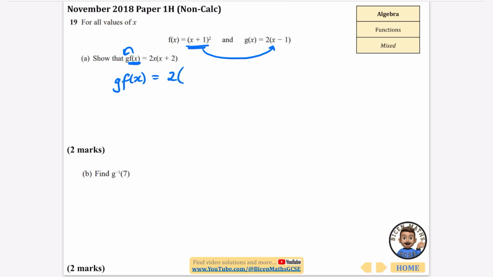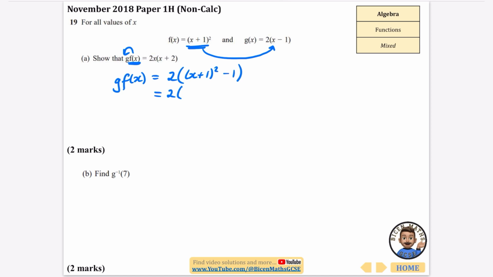Now instead of writing x in this second one that I've got here, I'm going to write this. So I'm going to write 2 brackets x plus 1 squared minus 1. Now I'm hoping you can see this f function is here, and it's inside the outer function, which is the g function that we have. So all we need to do now is some expanding brackets and see what happens.